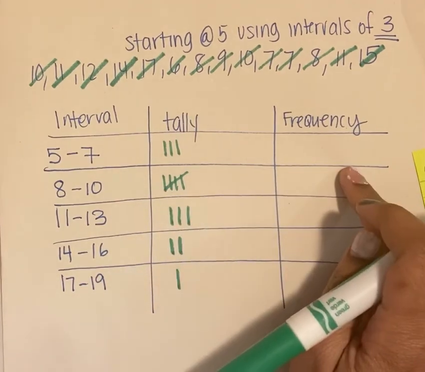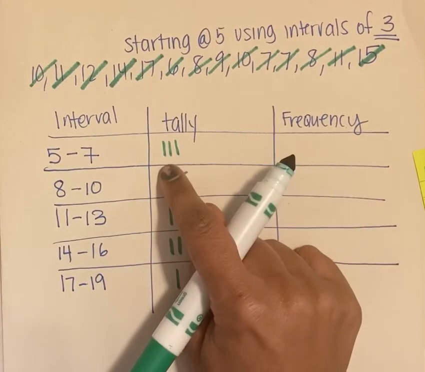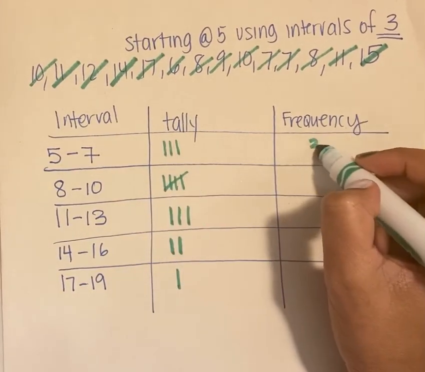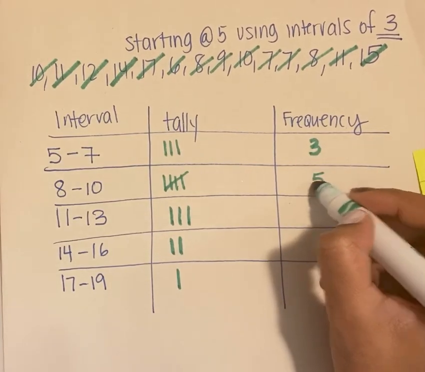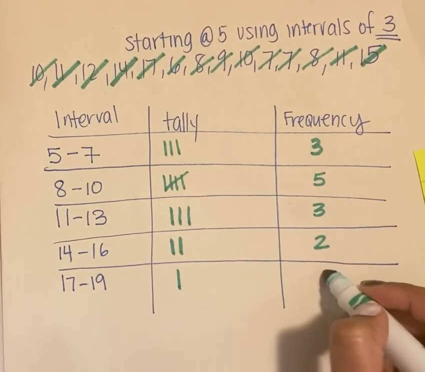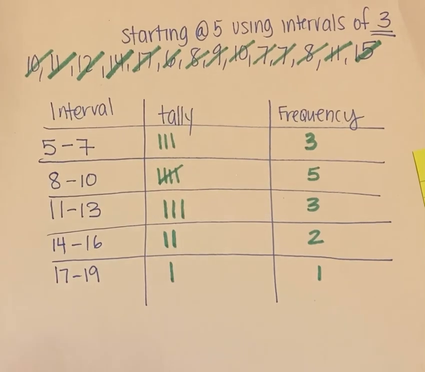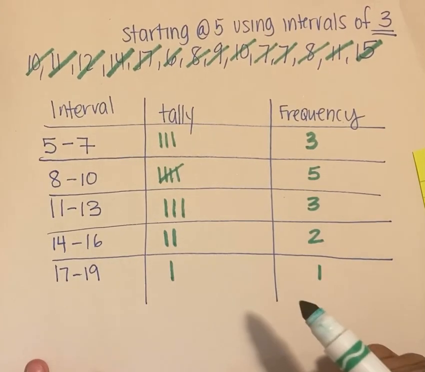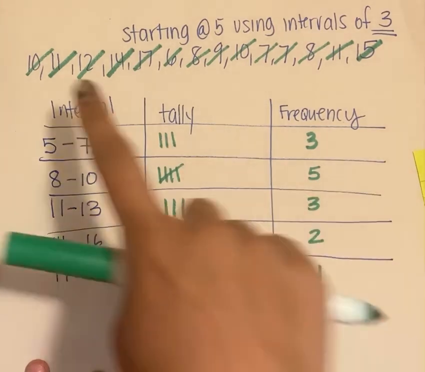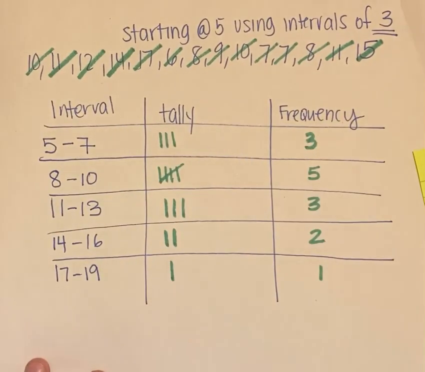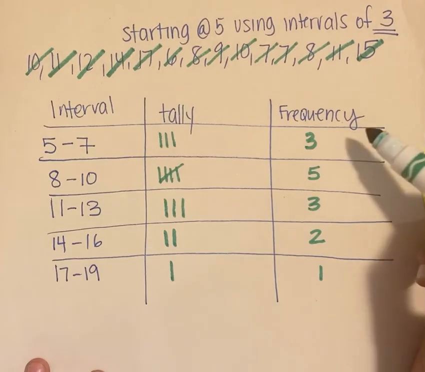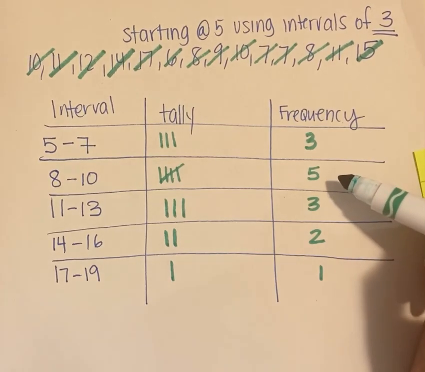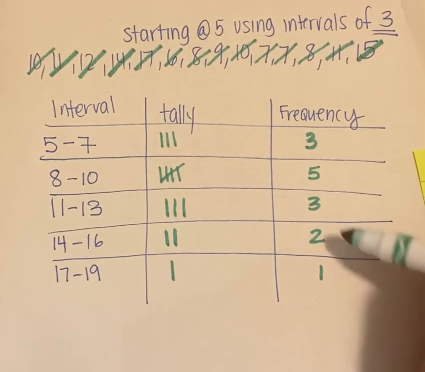And so your frequency is just the numerical value of your tallies. So there are 3 tallies. So your frequency is 3, 5, 3, 2, 1. And so what you want to do is make sure that your frequencies add up to however many numbers that you have. And so if I add 3 and 5, that's 8, 9, 10, 11, 12, 13, 14.